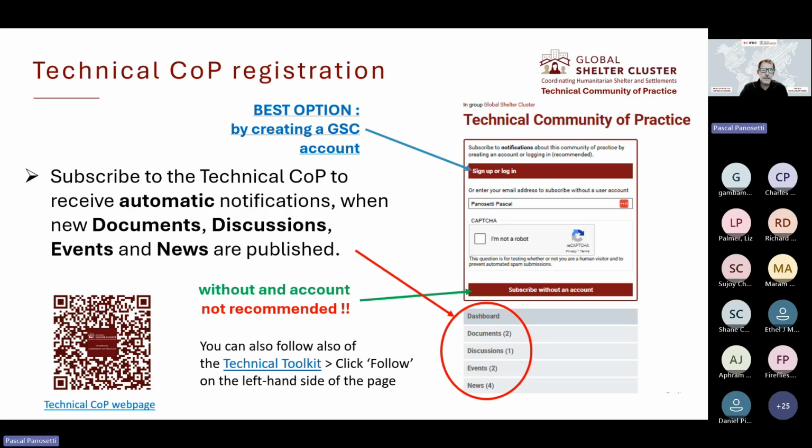I will go quickly on that, but it's very important for us. We have a distribution list, but the best way for the Global Shelter Cluster is to create an account with your personal email. You go on the website, and then you can follow the technical community of practice. If you follow it, you will automatically receive in your email any news we create, announcing a webinar or documents published. So we really recommend you to register.